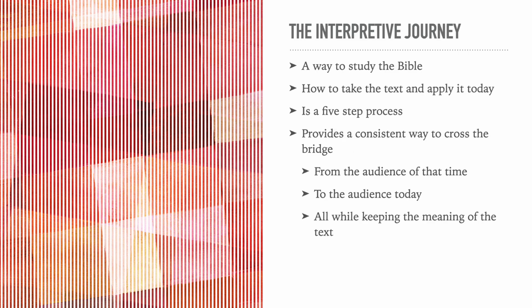One of those is the interpretive journey. It's a way to study the Bible, that is, how to take the text and apply it today. It consists of 5 steps. It provides a consistent way to cross what we'll call the bridge. That bridge is the gap between the biblical audience and the audience today. And those steps provide a way to cross that bridge and apply the text to you today, all while keeping the meaning of the text and the principles that you find.